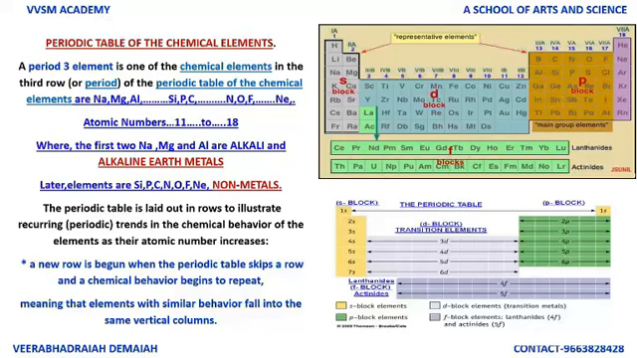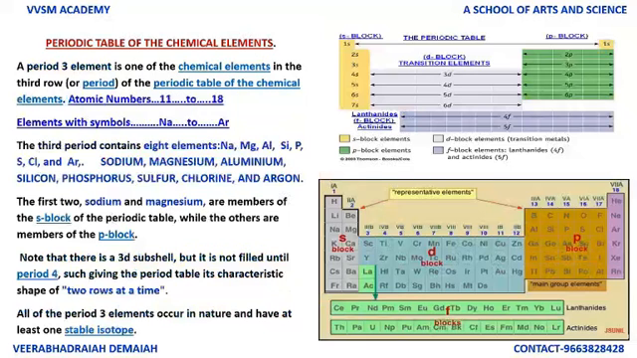The periodic table is laid out in rows to illustrate recurring periodic trends in the chemical behavior of the elements as their atomic number increases. A new row is begun when the periodic table skips a row and the chemical behavior begins to repeat, meaning that elements with similar behavior fall into the same vertical columns.